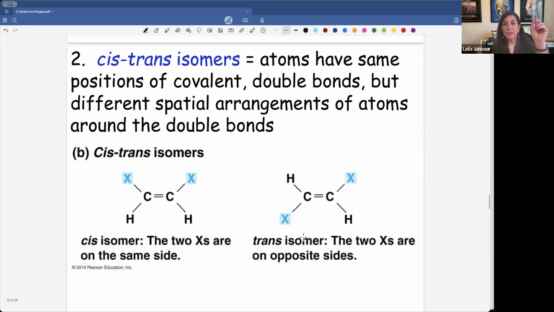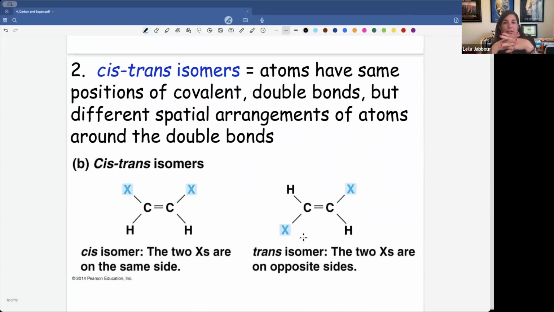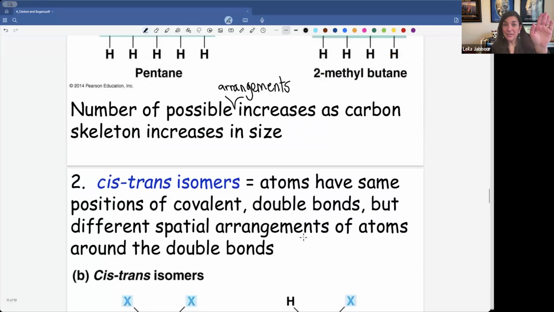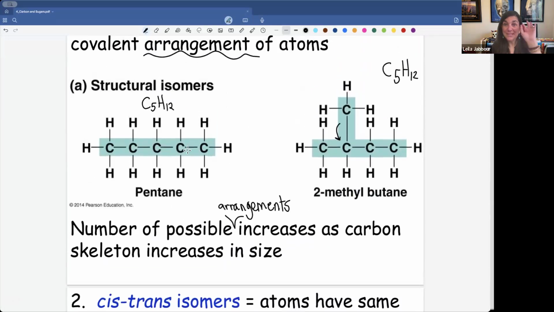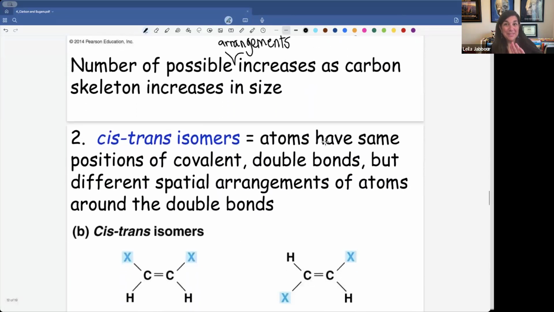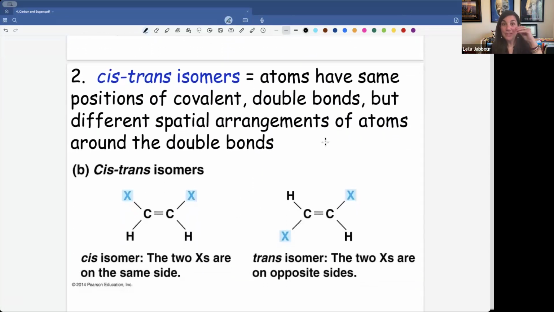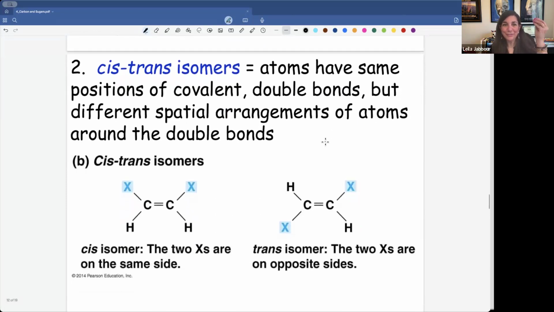The second type of isomer, besides being literally structurally different, is called cis or trans isomers. What does that mean? The atoms have the same positions of covalent double bonds, so nothing changes as far as where the bonds are. Same exact bonding pattern, same number of atoms and the same position of all of these bonds. So what is different? It's the spatial arrangement of the atoms around the double bonds.